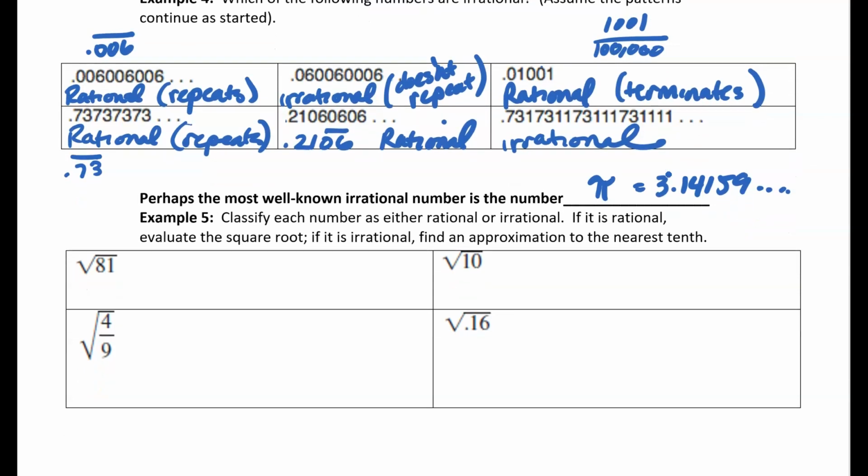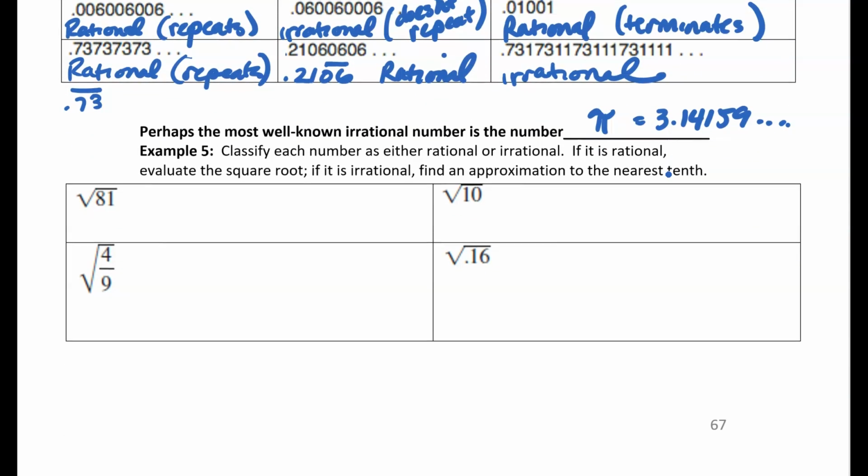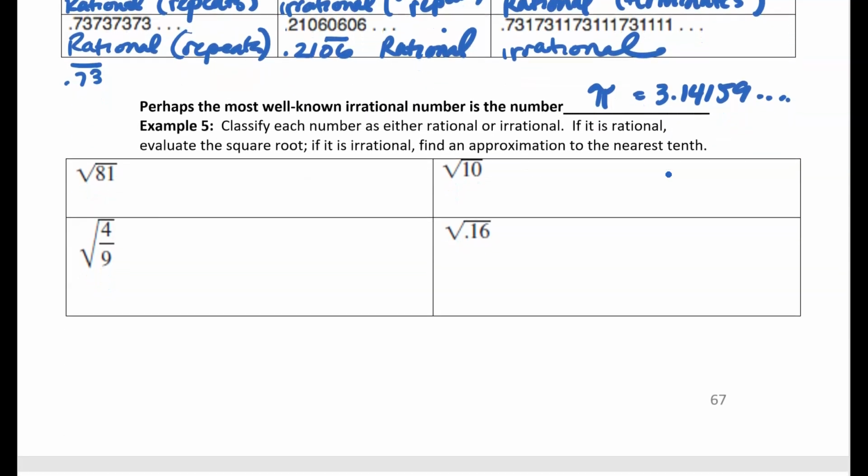So let's look at some other types of numbers besides decimals. Classify each number as rational or irrational, and if it's irrational, they want us to estimate the answer. So the square root of 81 is 9. 9 times 9 is 81, so this is going to be a rational number. 9 can be written as 9 over 1. And so anytime we get a whole number, that's going to be a rational number.